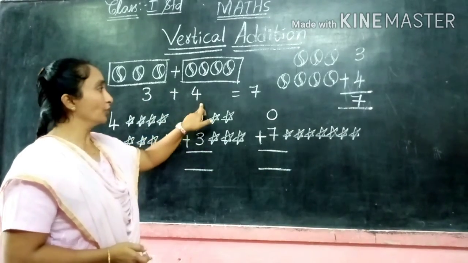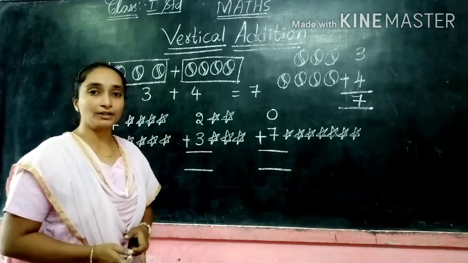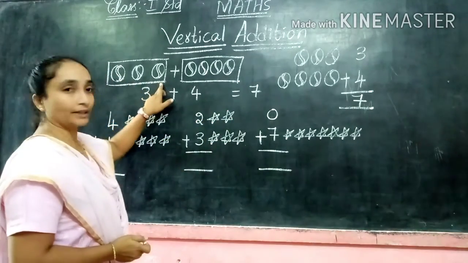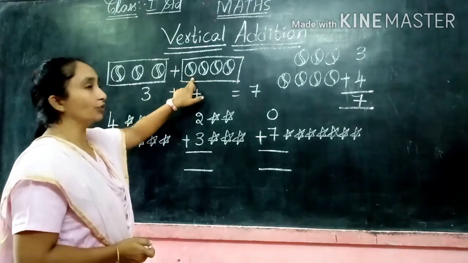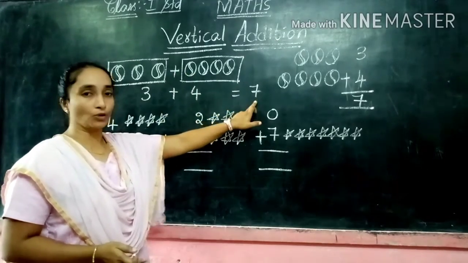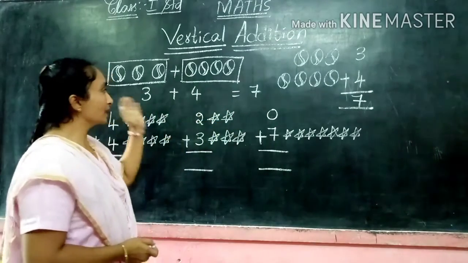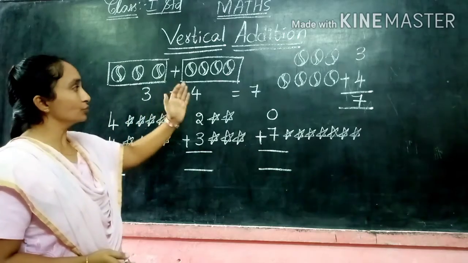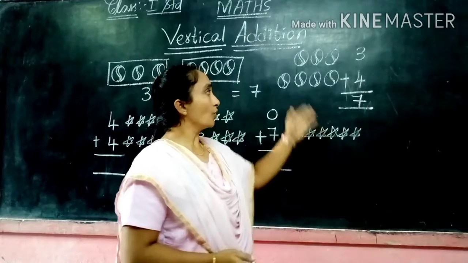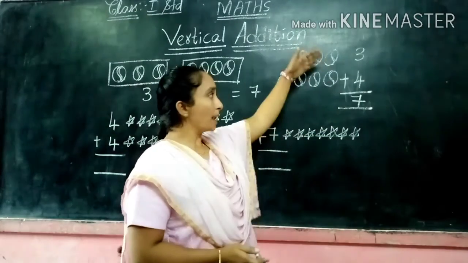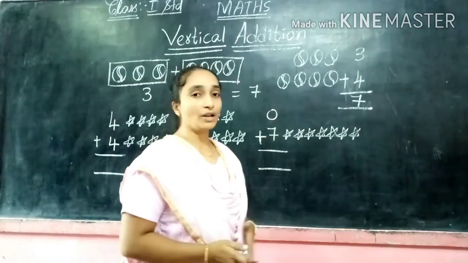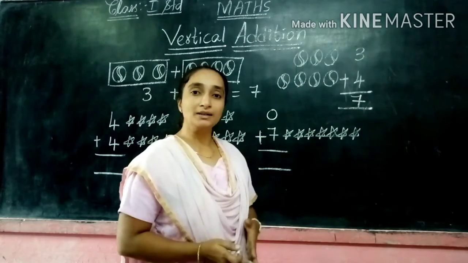3 plus 4. In total how many balls are there, children? 7 balls. 3 are already there, then after 3: 4, 5, 6, 7. So in total 7 balls are there. So this addition is from left to right. This is the addition called vertical addition, up to down. In this way also the answer will be the same.